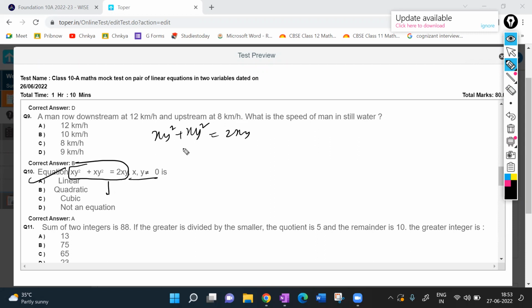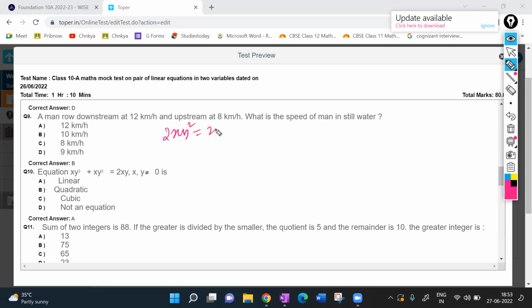As per the given question, if I solve this, xy squared plus xy squared, so 2 times xy squared is equal to 2 times xy. What I did here, 2 I cancelled, x I cancelled, y I cancelled. What I am left with is y equal to 0. Wait, sir, a small doubt. Y is equal to 1, sir. When you divide any number, it's 1, not 0.